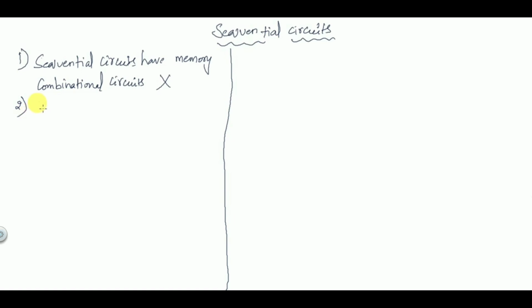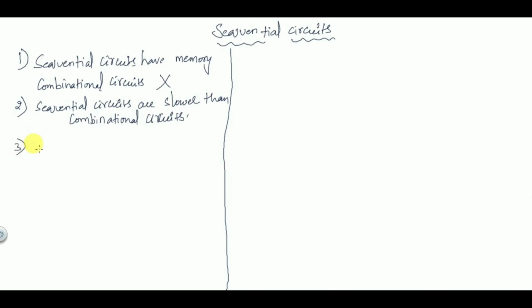The second difference: sequential circuits are slower than combinational circuits. Right, so sequential circuits are always slower when compared to combinational circuits. That is, they take more time to produce the output when compared to combinational circuits.